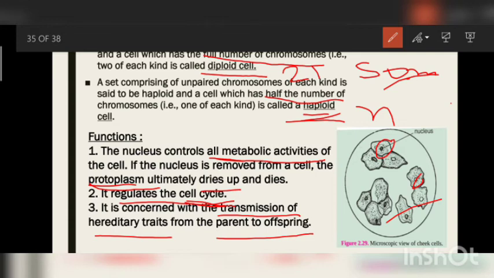Name some cells in which the nucleus is not present. Two examples are there. In animal cells, the mammalian RBC. In the mammalian RBC, the nucleus is not present. Yes, it is present at the initial stage of the RBC, but when the RBC matures, the nucleus disappears.